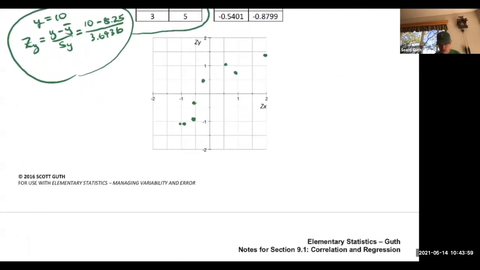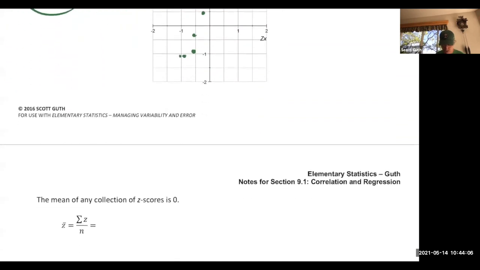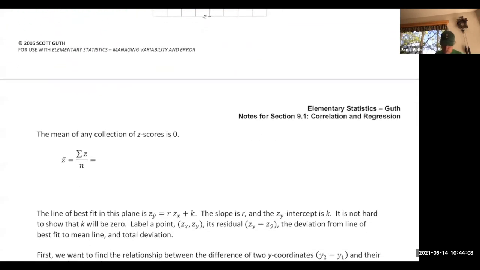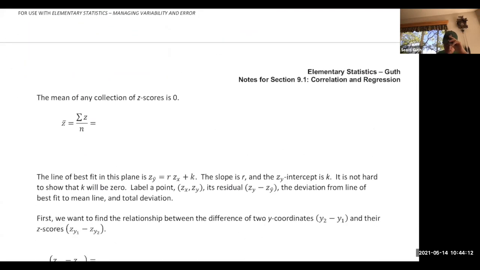So taking z-scores does not affect the distribution of the points. We still have the same geometry, so it makes sense to find the line of best fit here. One of the reasons why it makes sense to find the line of best fit in this plane is that, first of all, the mean of z-scores is always 0, as you can see in this little statement here. So there's a list of facts here. So the mean of any collection of z-scores.